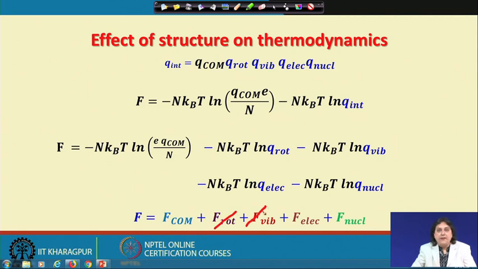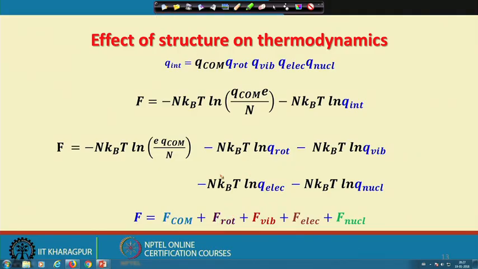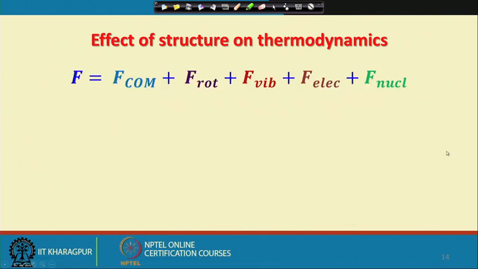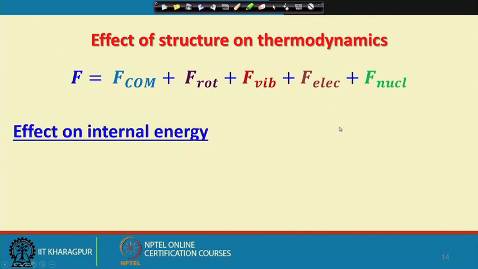these two terms. There also the Helmholtz free energy separated into these three different terms, and here in the diatomic case we have two additional terms coming because of a contribution of rotation and vibration to the overall thermodynamic property of the system. So, this is what we mean by the effect of structure on thermodynamics. Now, let us have a look at the further consequence of this. If I can separate out the free energy into different contributions like this, what would be the effect of structure on internal energy?